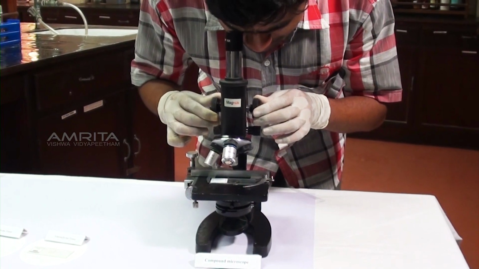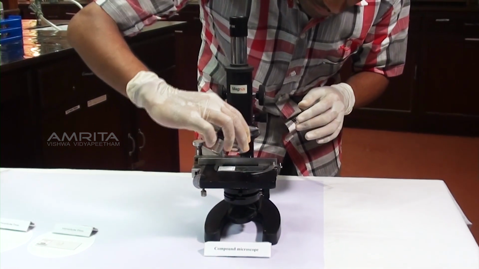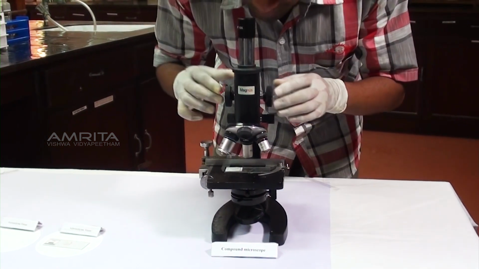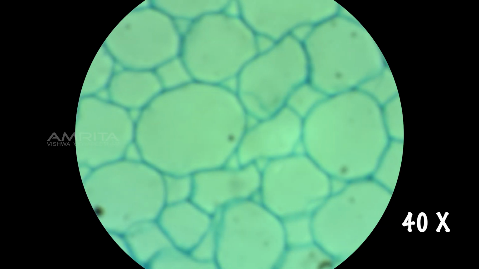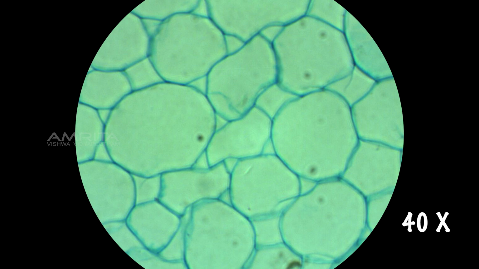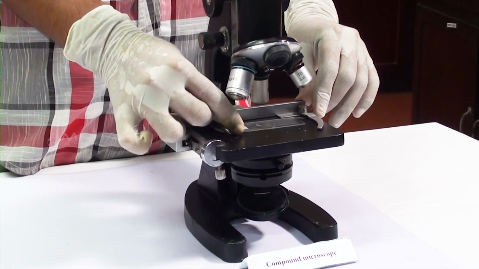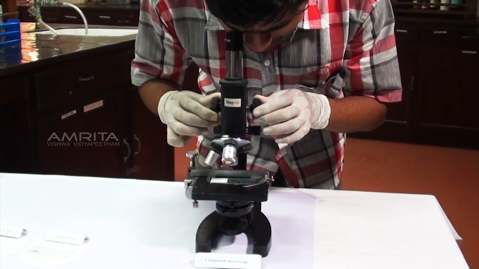Observe the permanent slide of the parenchyma tissue under the low power lens and then under the high power lens of the compound microscope. Move the slide very slowly back and forth to identify the different parts of the parenchyma tissue. Repeat the same procedure for the permanent slide of the sclerenchyma tissue.